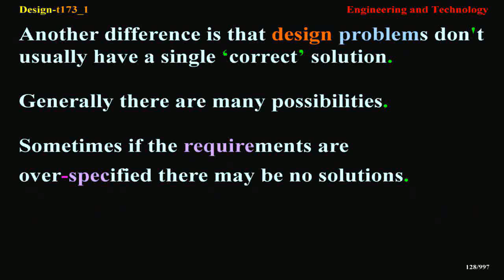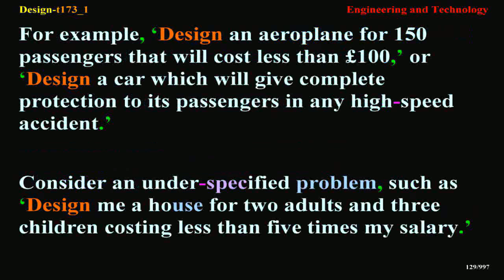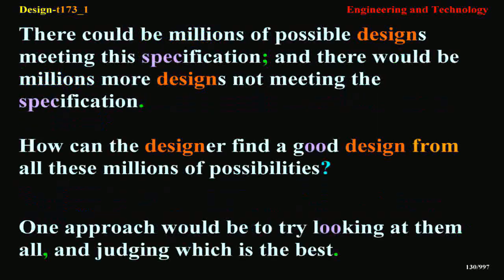Sometimes, if the requirements are overspecified, there may be no solutions. For example, design an aeroplane for 150 passengers that will cost less than $100, or design a car which will give complete protection to its passengers in any high-speed accident. Consider an underspecified problem, such as design me a house for 2 adults and 3 children costing less than 5 times my salary. There could be millions of possible designs meeting this specification. And there would be millions more designs not meeting the specification.